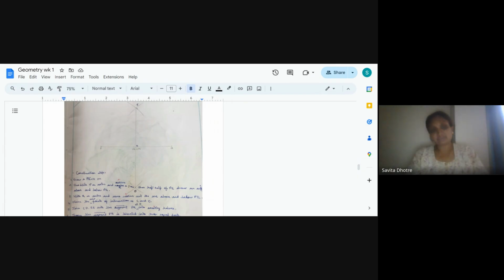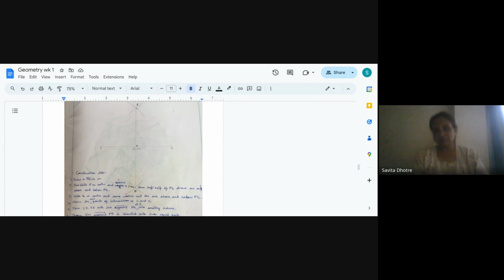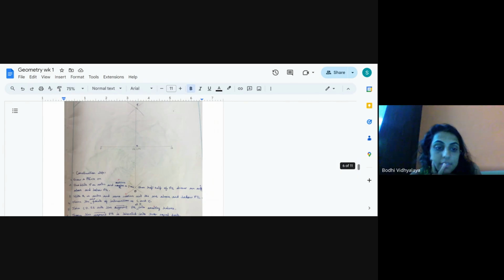I did tell them what a midpoint is. I said the point that is coming exactly in the middle of a line is the midpoint. So bisecting is nothing but finding out the midpoint. If you want to start from there, you can do it. I've given the instructions very clearly in this document.